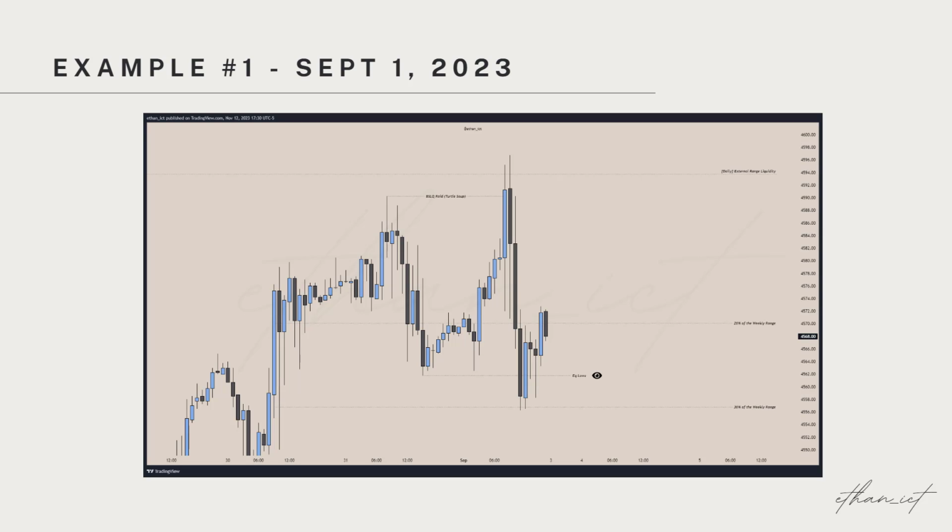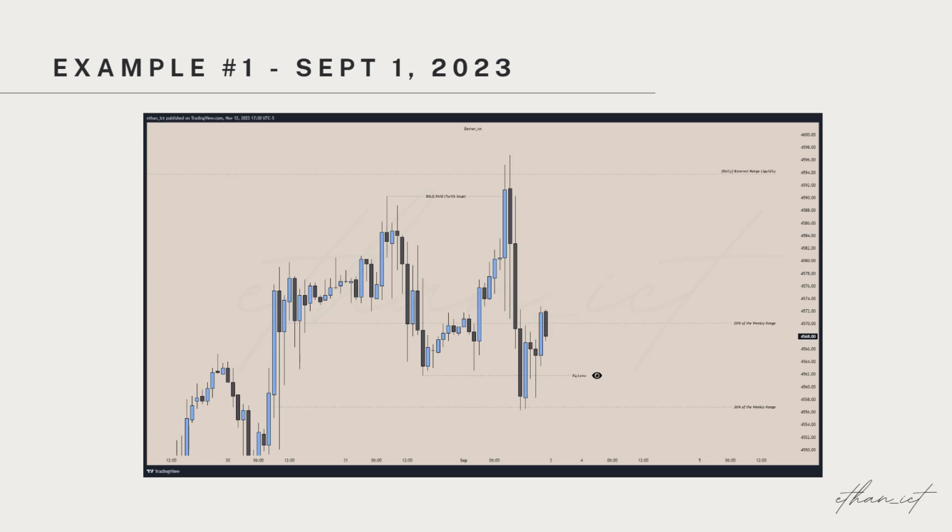Majority of my framework was done on the hourly chart. During the session, I was expecting buy-side liquidity to be raided, creating a turtle soup for my short entry. As my weekly objective had been met, I was expecting a TGIF setup, meaning that price would retrace back into the 20 to 30% of the weekly range.